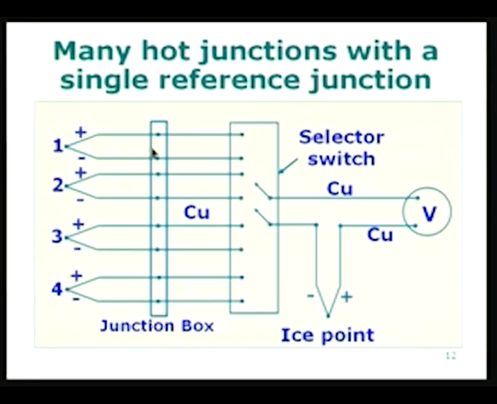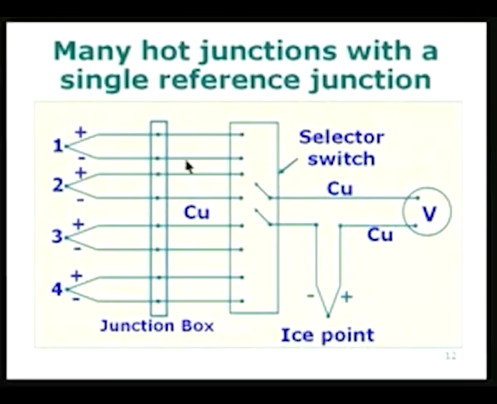I have got the positive and negative wires coming from the junction connected to a junction box. This long thing is a junction box kept at a uniform temperature by the arrangement which I indicated earlier. And from the junction box I take copper wires, all these extension wires are copper wires, and then they go to another junction box. So, these are the junction box points, and there is a switch which will connect any two of these terminals to the rest of the circuit.